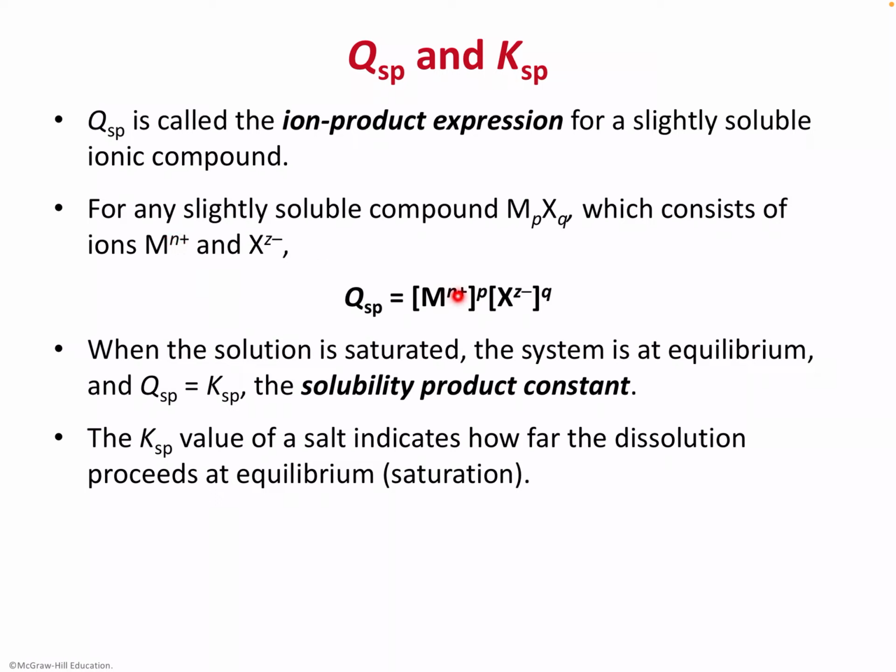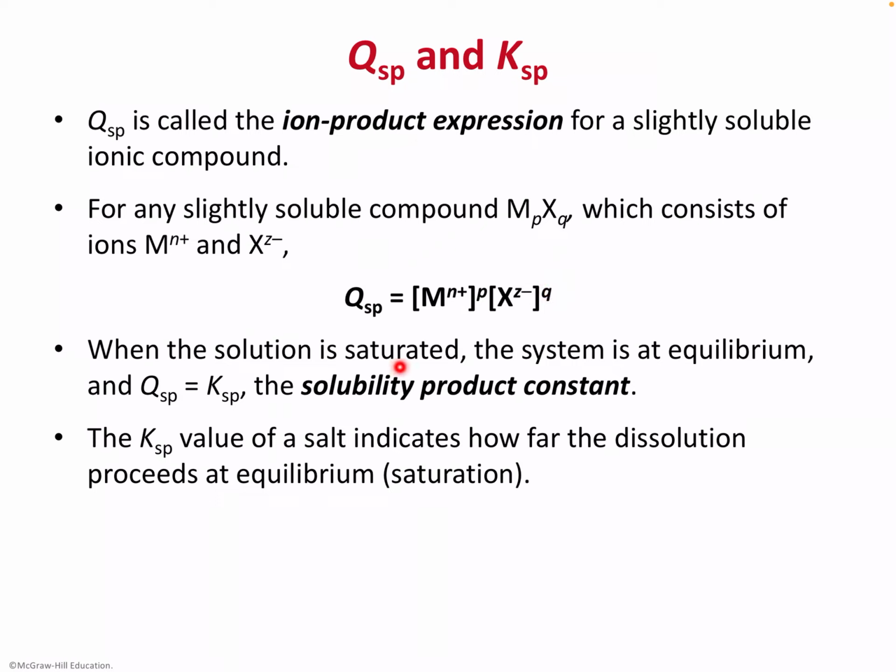M along with its charge, and if this is your formula, how many atoms of M? It's going to be p. How many atoms of X? It's going to be q. So Mn+ raised to the power p, the number of M ions, and Xz-, with the charge, raised to the power q. That's how you would write QSP, the ion product expression.